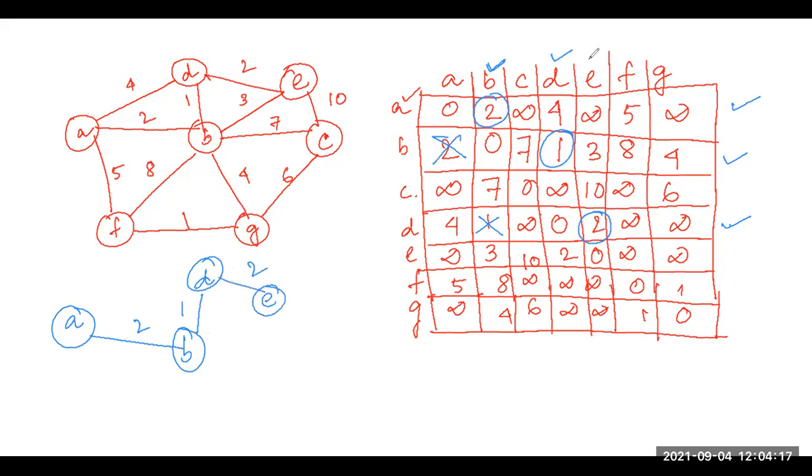Fine. Now I have another column E. Now A, B, D, and E. Among these 4 rows, which is the minimum? E to D. Ma'am, E to D. E to B, ma'am. But can I include E to B?